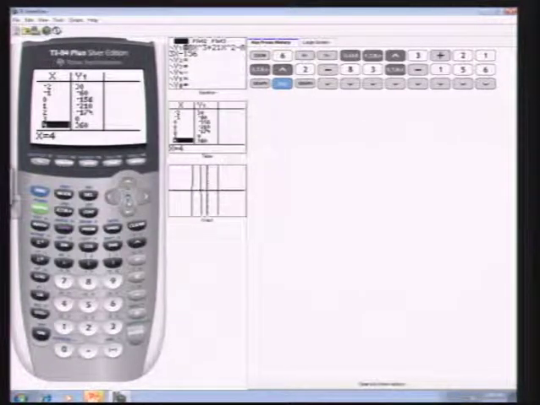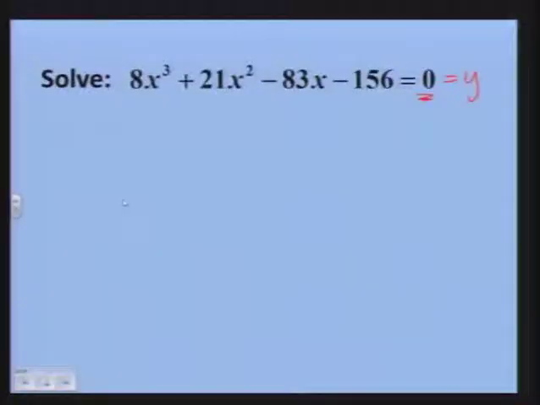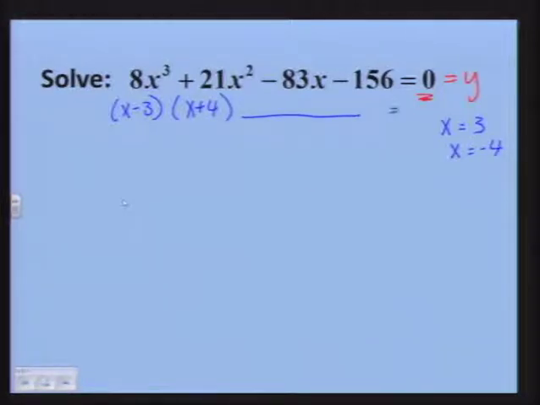That ought to help us a lot. 3 and -4. Let's go back to our work and let that help us. We know that two answers are x equals 3, x equals -4. That means that x minus 3 is a factor. It means that x plus 4 is also a factor. And then I'm missing a factor. Could multiply those together and use long division. I tend to like synthetic division better.